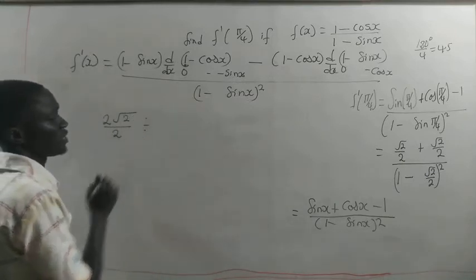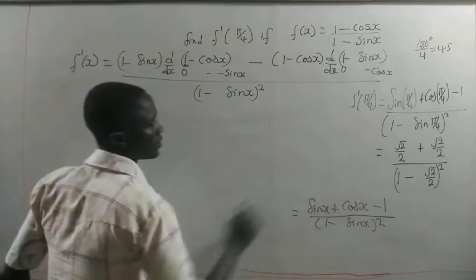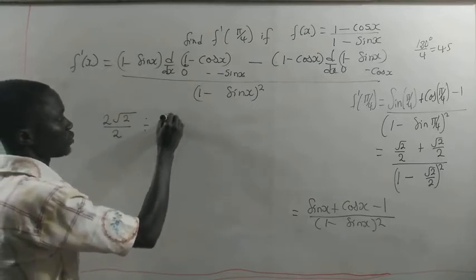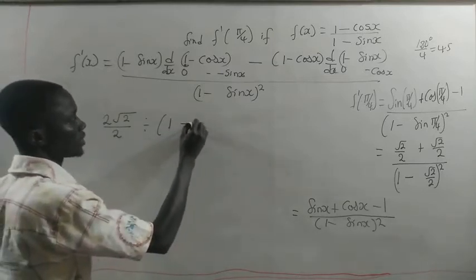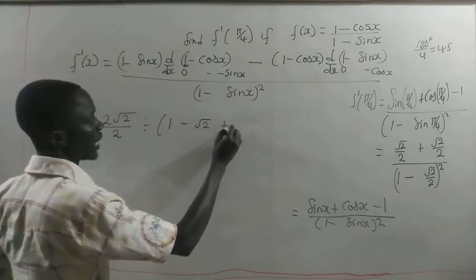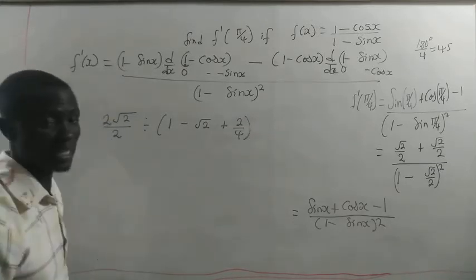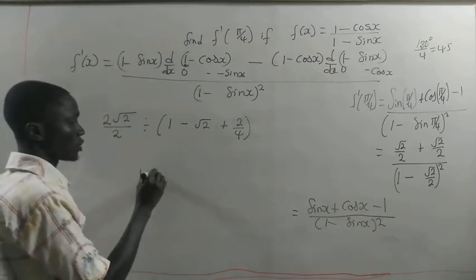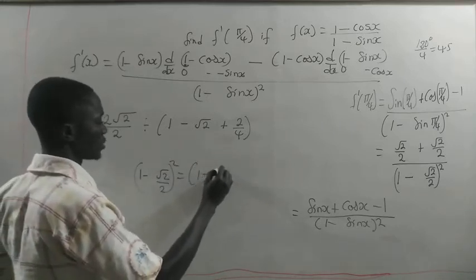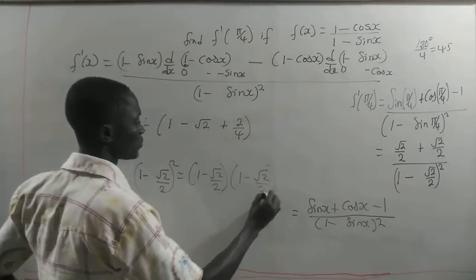So we have this divided by this division sign. Is this. Then let me expand this one. So this one, we are going to get 1 minus root 2 plus 2 on 4. Let's see how I did the expansion. We have 1 minus root 2 on 2 all squared to be equal to 1 minus root 2 on 2 times 1 minus root 2 on 2.